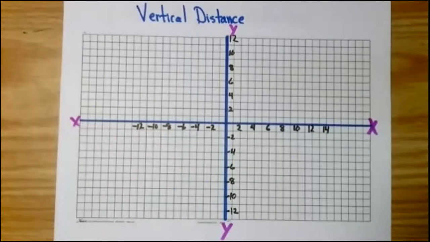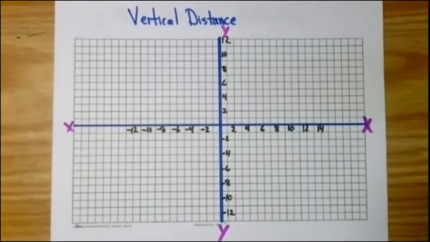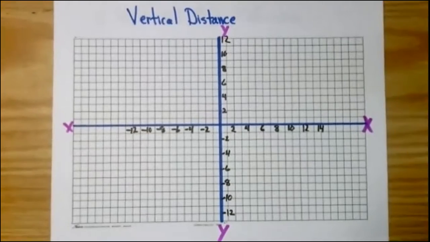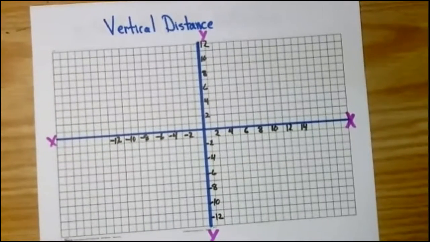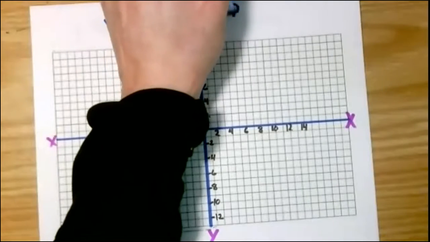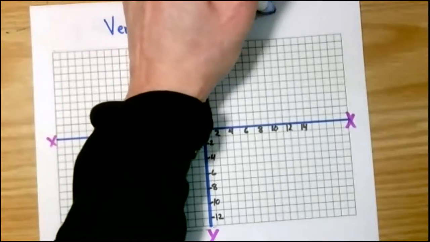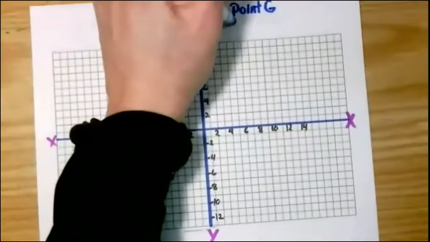Okay, now I'd like to show you how to calculate vertical distance. So we're going to take 2 points, and I'll write them up on top this time. I think we'll see better. This will be point G and point H.